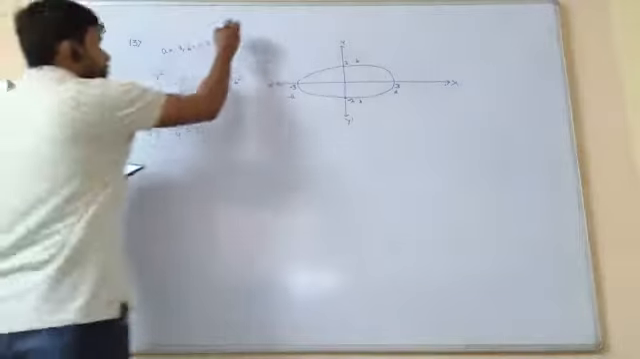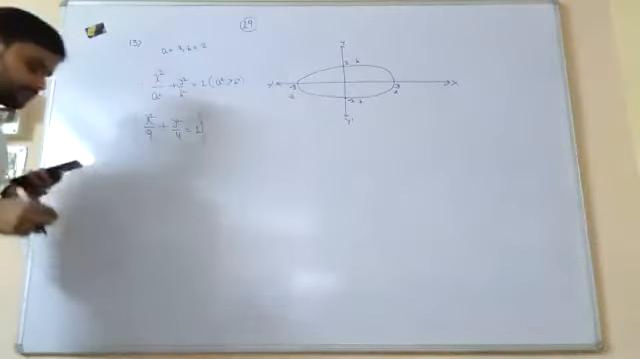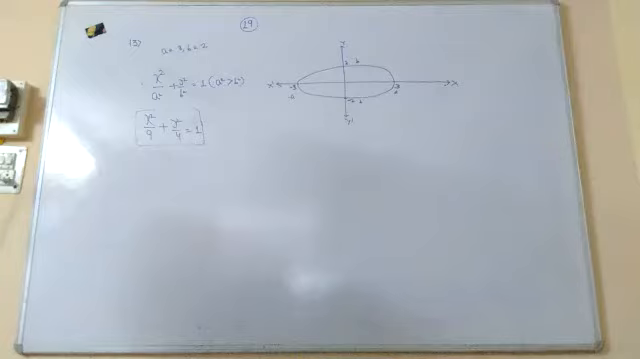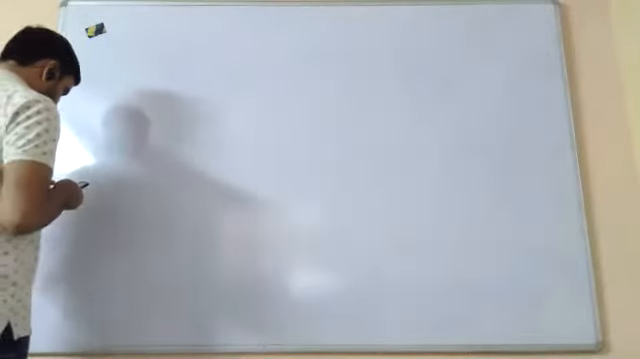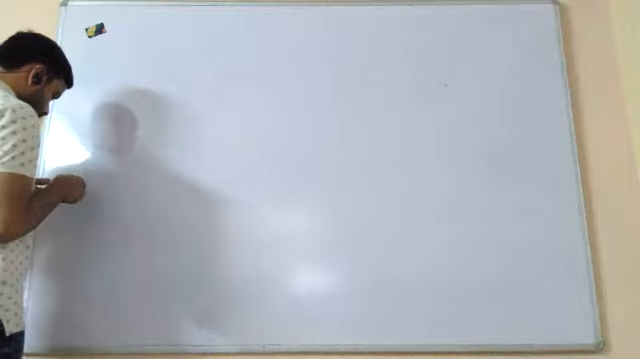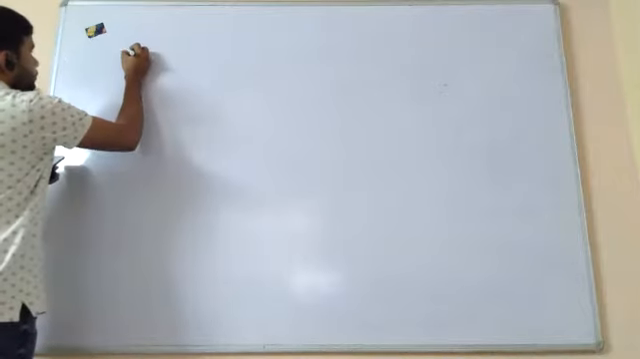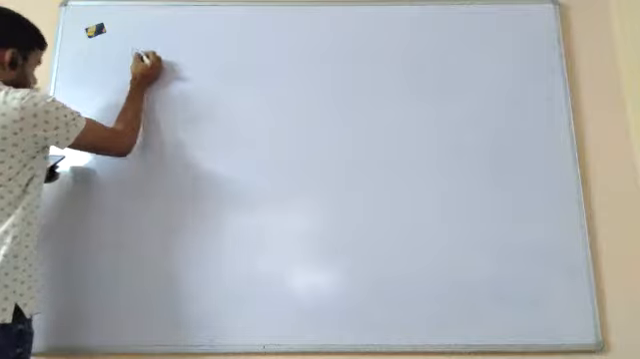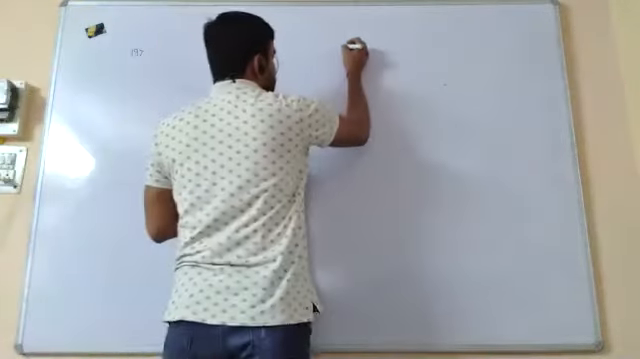number 19. Okay everyone, after this we will try the next sum, number 19. So the next question, that is number 19. Center of this ellipse is 0, 0.